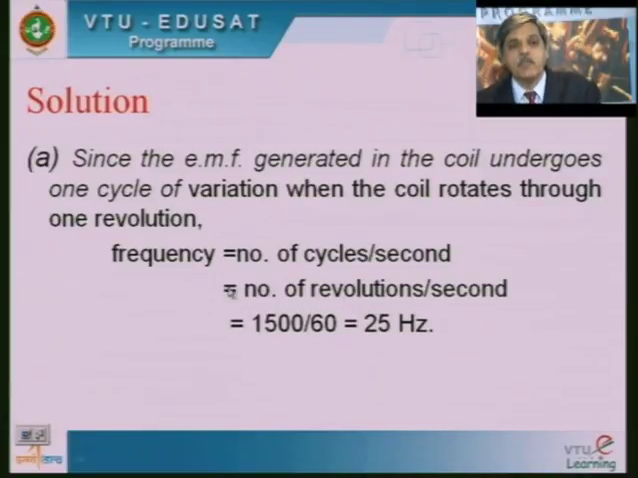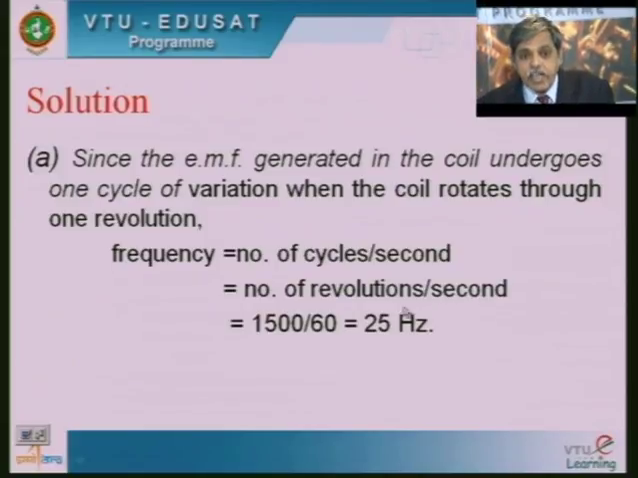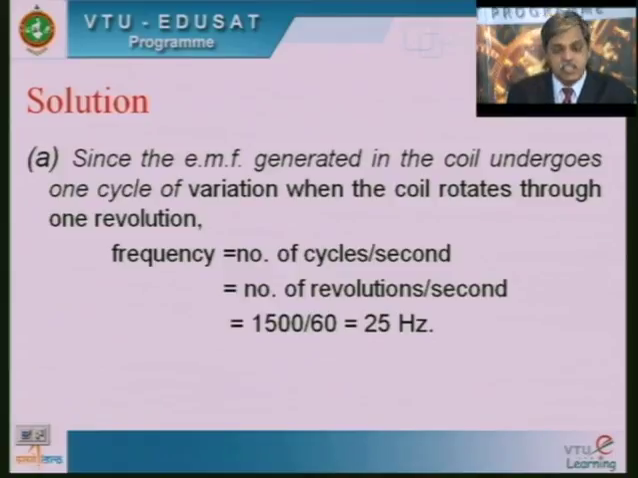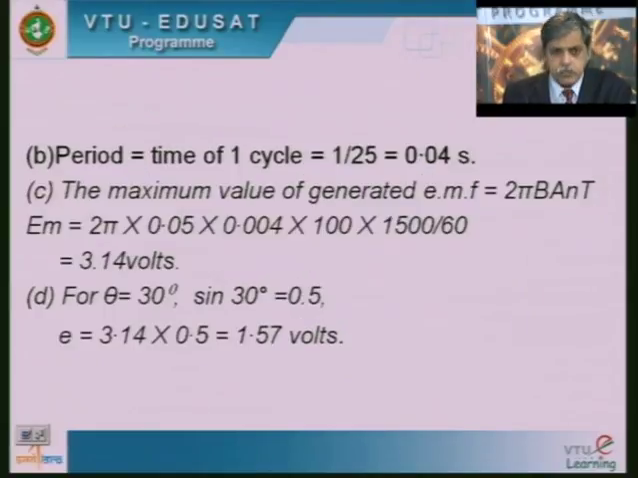So, I will be getting frequency equal to the number of cycles per second, that is, the number of revolutions per second. Per minute it is doing 1500, therefore per second it will be doing 1500 divided by 60. That gives us 25 hertz, that is the frequency. That means it will be doing 25 cycles per second. In 1 second it is covering around 25 cycles. One cycle is a set of positive values and a set of negative values.